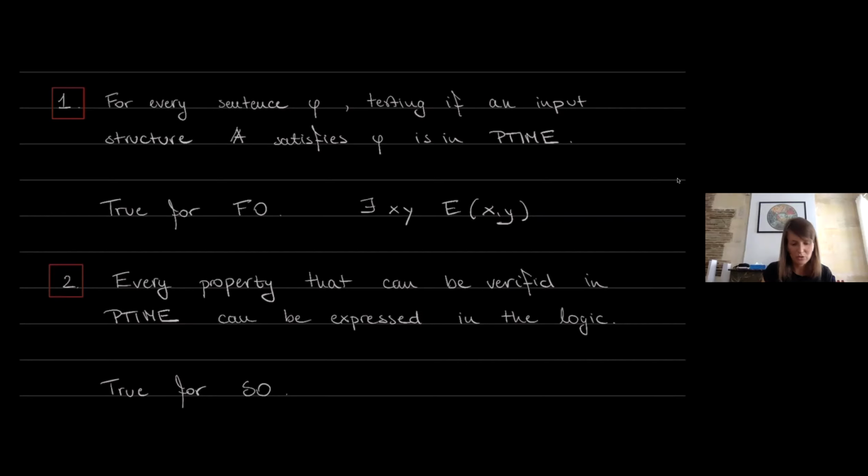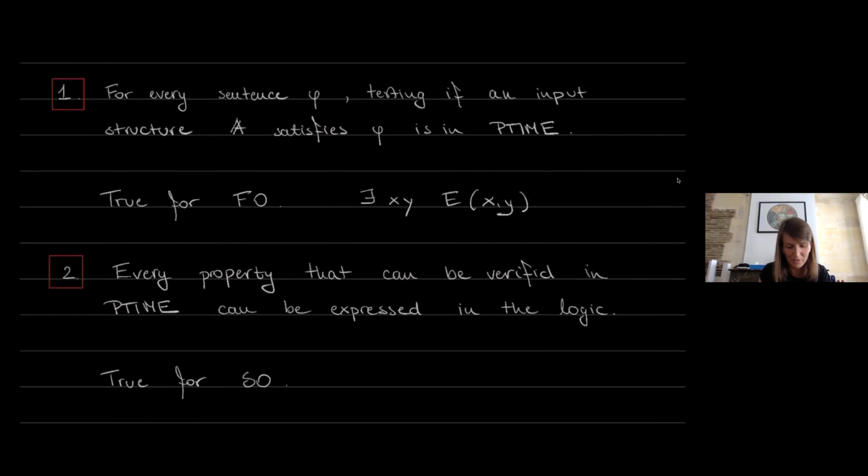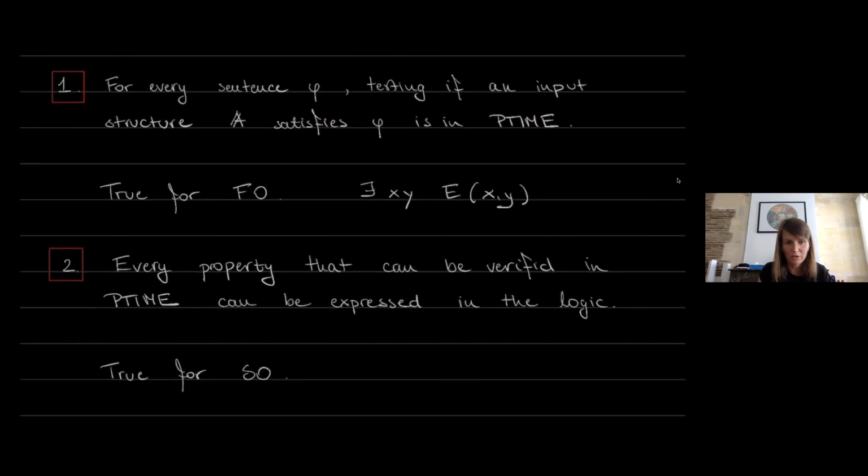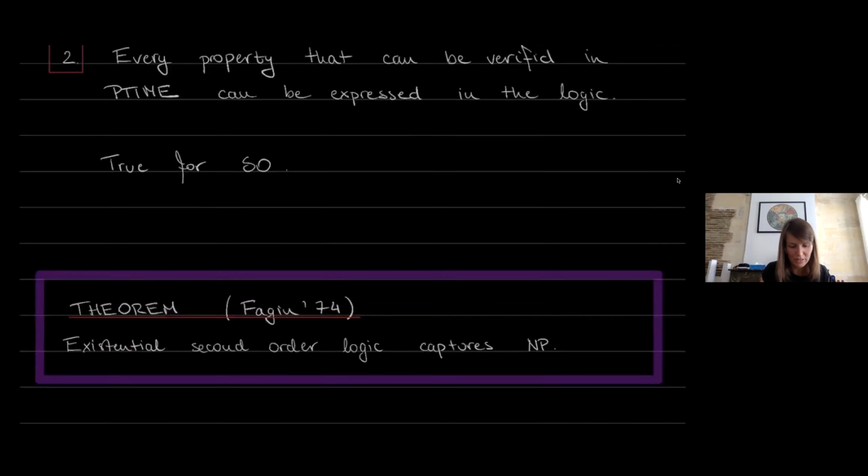So then we have those two examples of logic, one that satisfies property one and one that satisfies property two, but we want a logic which would satisfy both at the same time. To give you an example to show you that this kind of result is possible, I just want to mention this theorem by Fagin from '74. He showed that existential second order logic exactly captures problems in NP.